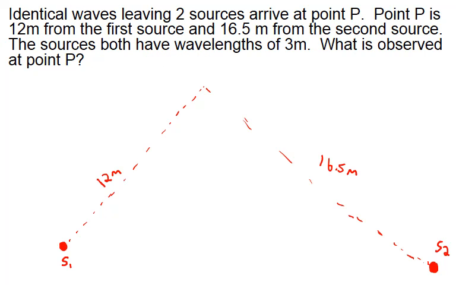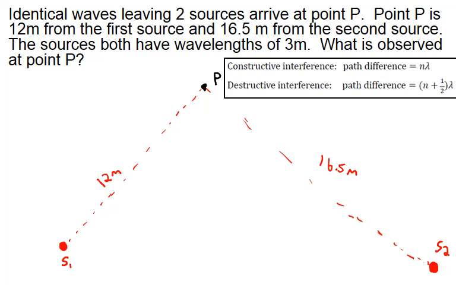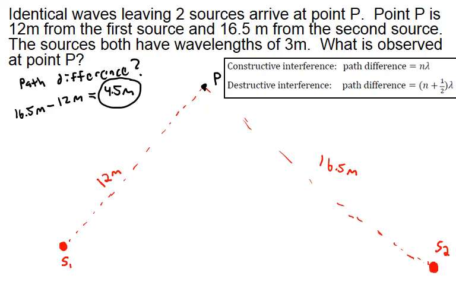All right, so source 1 is 12 meters away, source 2 is 16.5 meters away. Here's point P. Constructive interference is path difference equals n lambda, and destructive interference would be n plus 1/2 lambda. So what we can do is find the path difference. What is the path difference? Well, that wave would have to travel 12. The other one would have to travel 16.5. So the path difference is 4.5 meters.